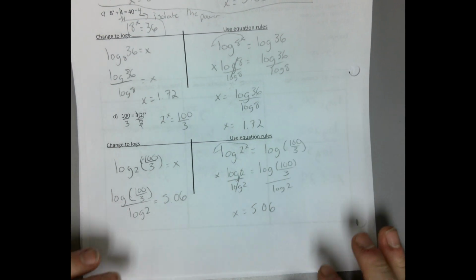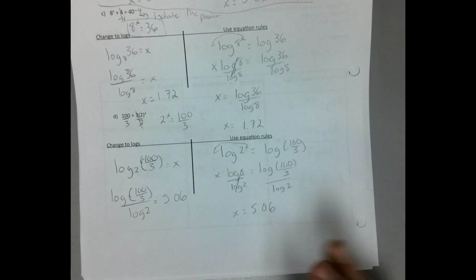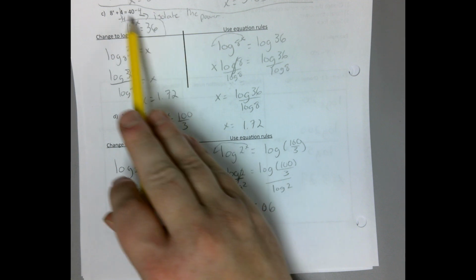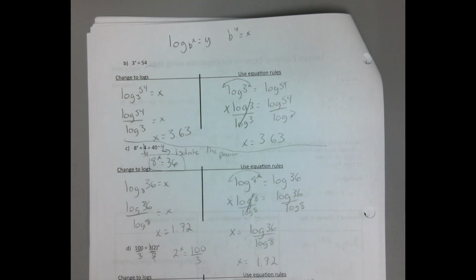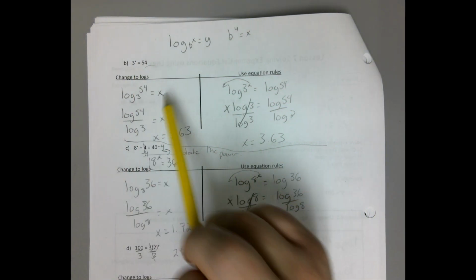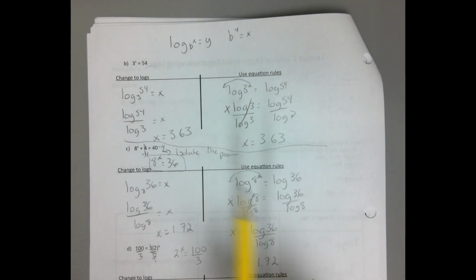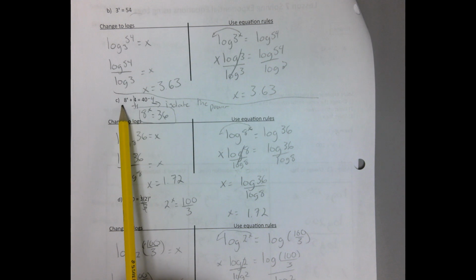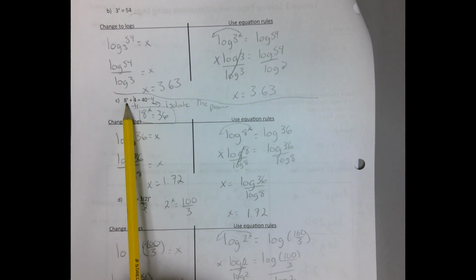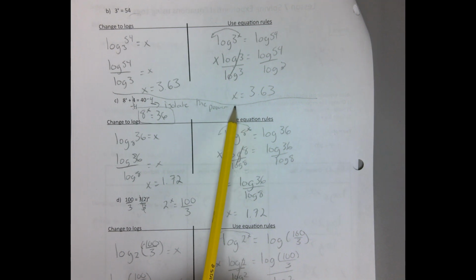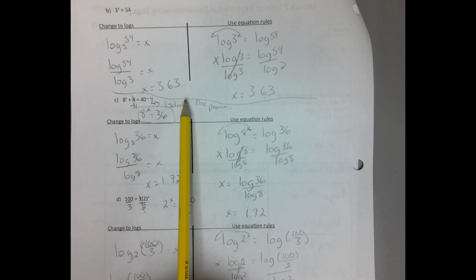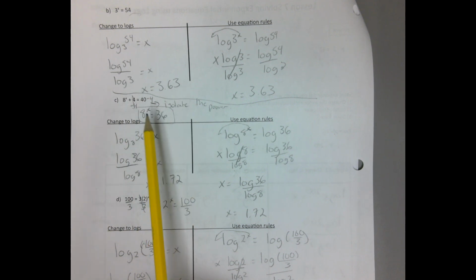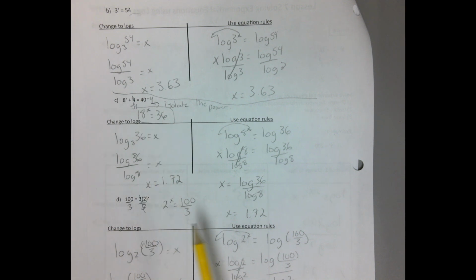5.06. So the most important part when we're going through these is if we have an exponential equation where we have the power by itself, we can convert straight into logs or use equation rules. If we have the power, so 8 to the power of x, not by itself, we need to isolate it first. So we need to get rid of anything around it first, bring it to the other side, and then solve it out. Then we can put it into this form again, and then we can change it to logs or use equation rules.